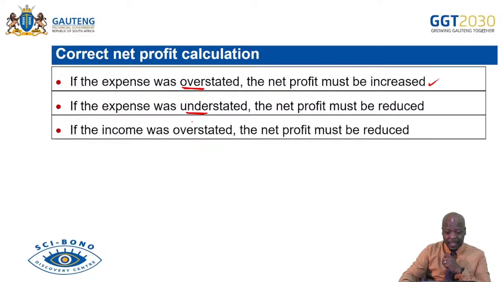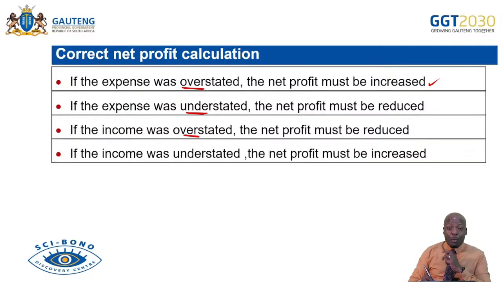The third one then says, if the income was overstated, the net profit must be reduced. If the income was overstated, therefore the net profit will have to be reduced. If the income was understated, the net profit must be increased. All right, so this becomes the number 4 statement, that if the income was understated, therefore the profit must be increased.